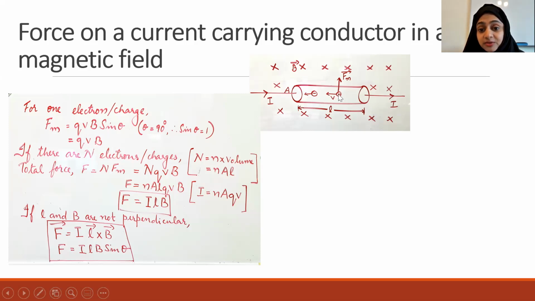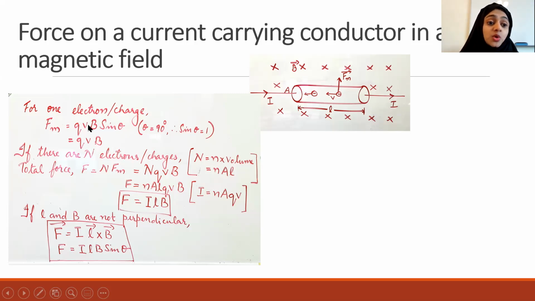Here you can see that velocity is in this direction and the magnetic field is directed perpendicular to the paper, which is going into the paper or into the screen. So velocity and magnetic field are perpendicular to each other. Therefore, their angle is 90 degrees. So sine 90 is 1. So I can write it as QVB.